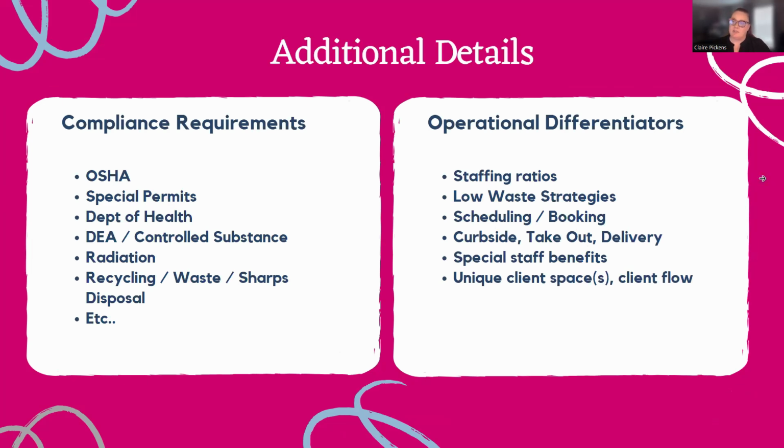And then there's operational differentiators, things that make your business more efficient or different than other people offering similar services. That might be your staffing ratios. You might have low waste or ecological strategies, scheduling and booking of clients, curbside takeout or delivery strategies, special staff benefits that aid in staff retention, or a unique client space where they enjoy coming in and enjoying your space with a unique client flow. You should outline those as part of your operational plan, as part of what makes you unique as a business and as an employer.